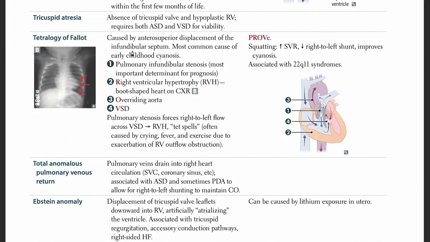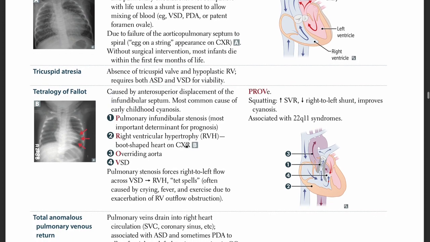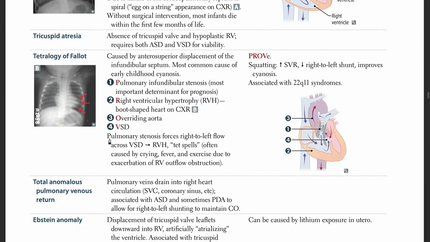Caused by anterior superior displacement of infundibular septum, most common cause of early childhood cyanosis. Pulmonary infundibular stenosis, most important determinant for prognosis. Right ventricular hypertrophy, boot-shaped heart on chest X-ray. Remember this because they might just give you a photo of this, and don't confuse it with this one. Pulmonary stenosis, overriding aorta, and ventricular septal defect. Pulmonary stenosis forces right to left flow across ventricular septal defect, which causes right ventricular hypertrophy.